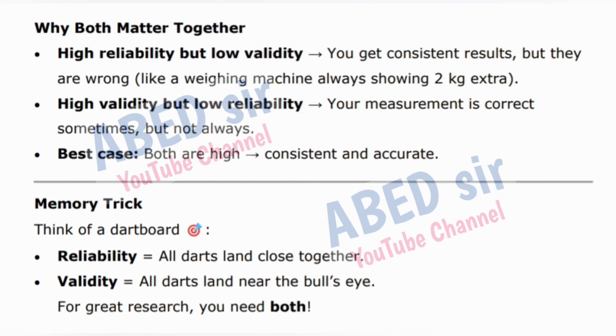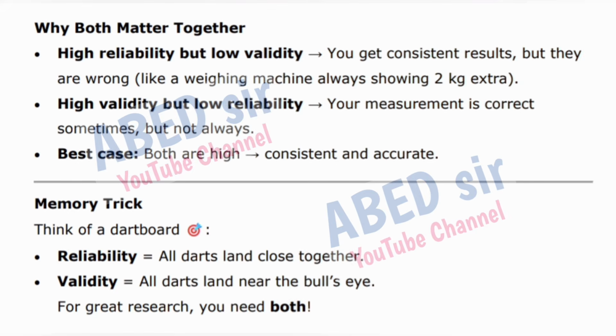Why both matter together? High reliability but low validity, you get consistent results, but they are wrong, like a weighing machine always showing 2 kilograms extra. High validity but low reliability, your measurement is correct sometimes, but not always. Best case, both are high: consistent and accurate.